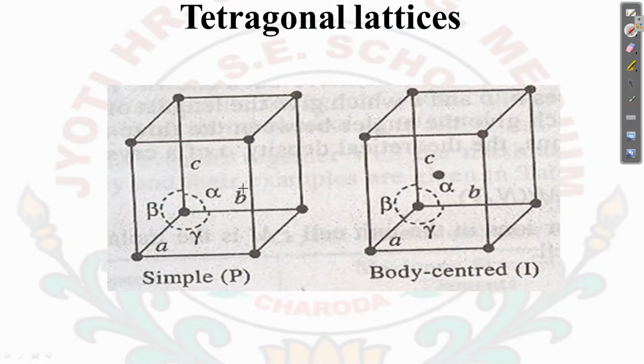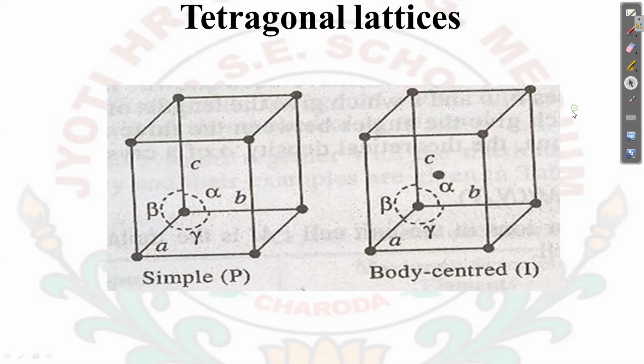Next is the tetragonal lattices. Here you can see that a is equal to b but not equal to c, and the angles are also 90 degrees. Two types are seen here, one body centered and one simple unit cell.